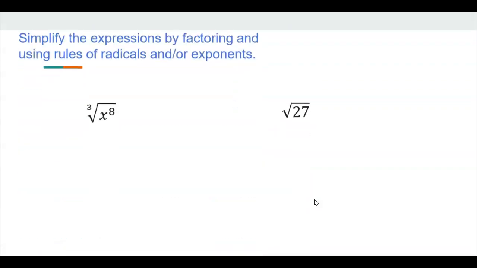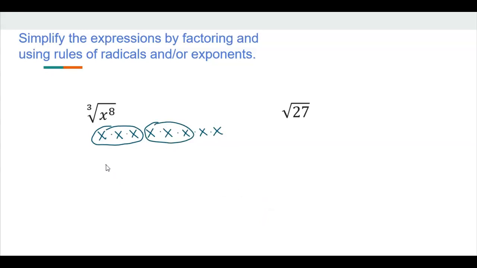Let's look at a couple more examples. Simplify the expressions by factoring and using rules of radicals and exponents. Okay, the cube root of x to the 8th. How might we do that? Well, one way we can think of this is how we've been factoring in the assignments. We can expand this as x times x times x, 8 times. So there's 4, 5, 6, 7, 8. And because we're doing a cube root, we're looking for sets of 3. So there's 3, there's 3, and we have 2 left over.